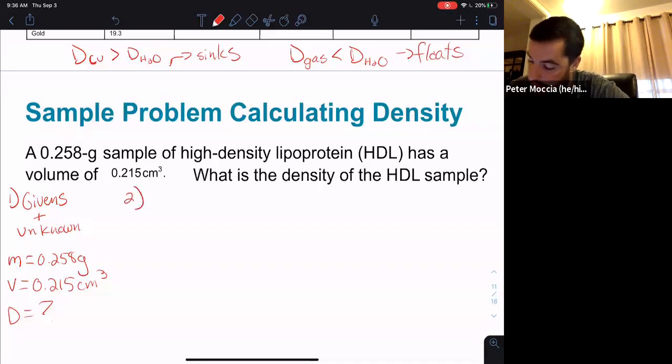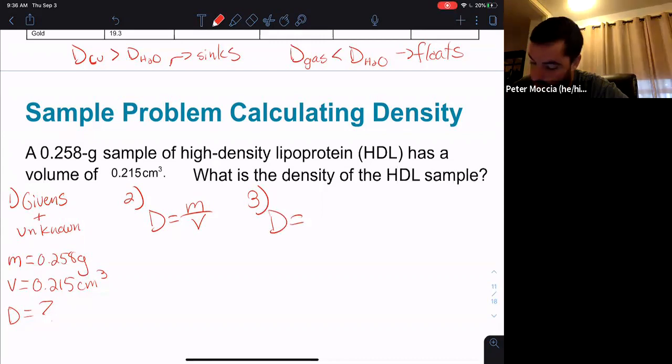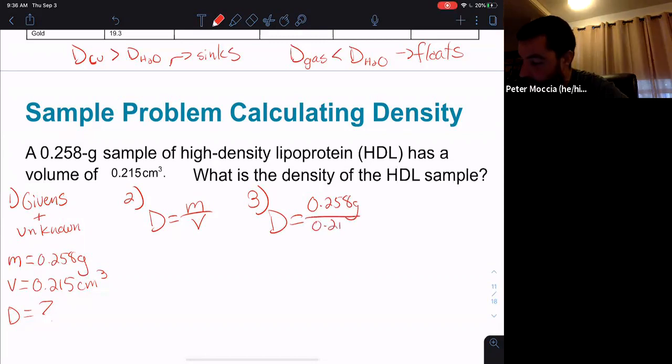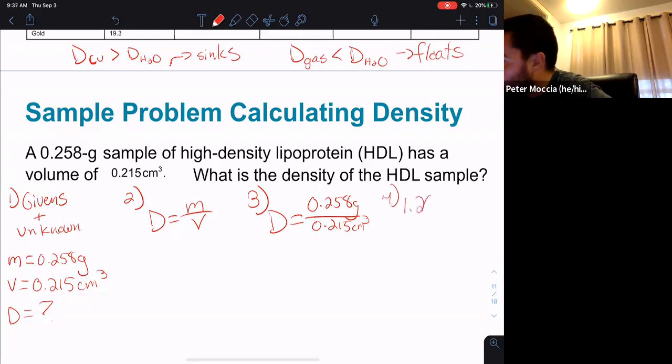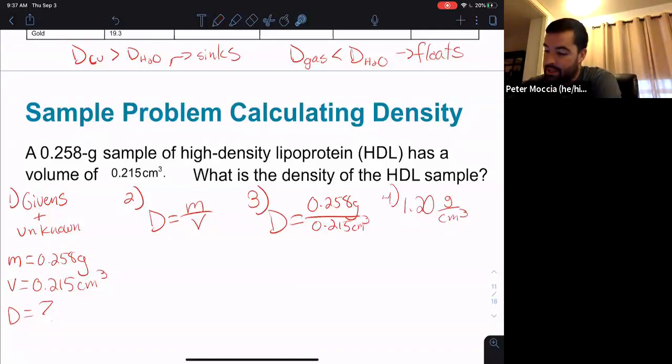And then I set up the equation. We know that D is equal to M over V. And then step 3, I'm just going to plug in the numbers. D is equal to 0.258 grams over 0.215 cubic centimeters. And I am going to get step 4, the answer: 1.20 grams per cubic centimeter. Now, the reason why I put the 0 there is because I need 3 sig figs. I have 3 sig figs here and 3 sig figs here. So my answer has to have 3 sig figs. All right.